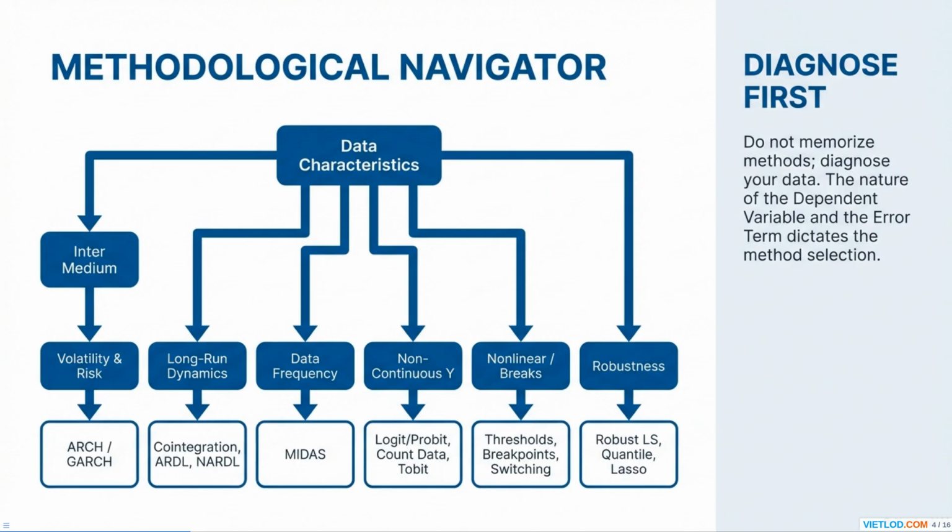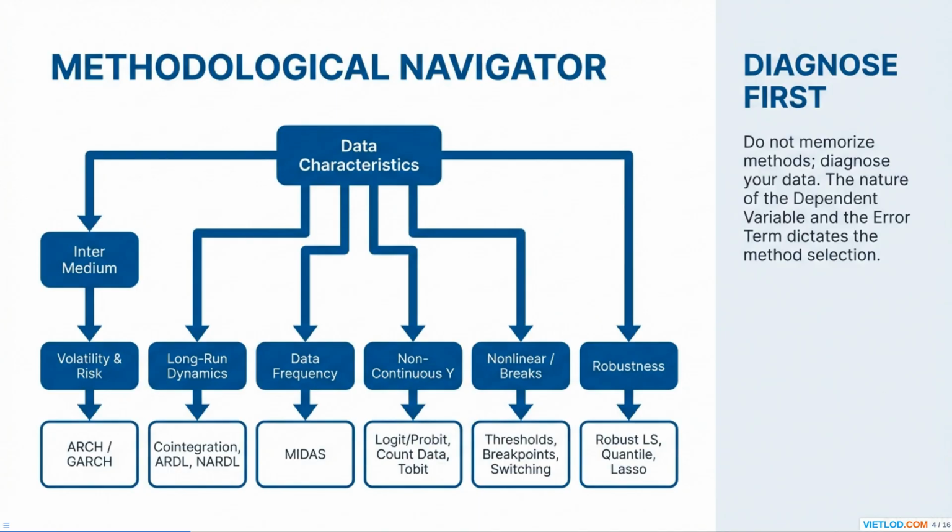This chart serves as a crucial methodological navigator, emphasizing that the selection of an econometric model should always stem from a careful diagnosis of your data's unique characteristics, rather than memorizing methods. The core principle is clear: diagnose first. The inherent nature of your dependent variable and the error term will dictate the most appropriate method.